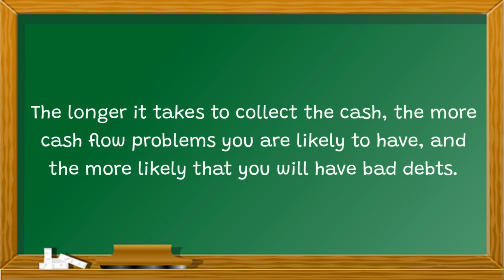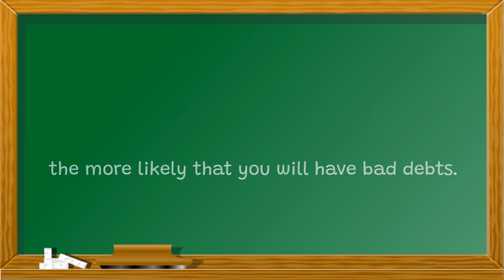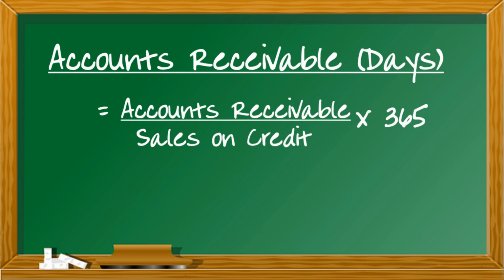The longer it takes to collect the cash, the more cash flow problems you are likely to have, and the more likely that you will have bad debts. The number of accounts receivable days equals accounts receivable divided by sales on credit multiplied by 365 days in a year. Note, financial statements do not usually show sales on credit as distinct from total sales. You will need to look at your bookkeeping records to make this breakdown.